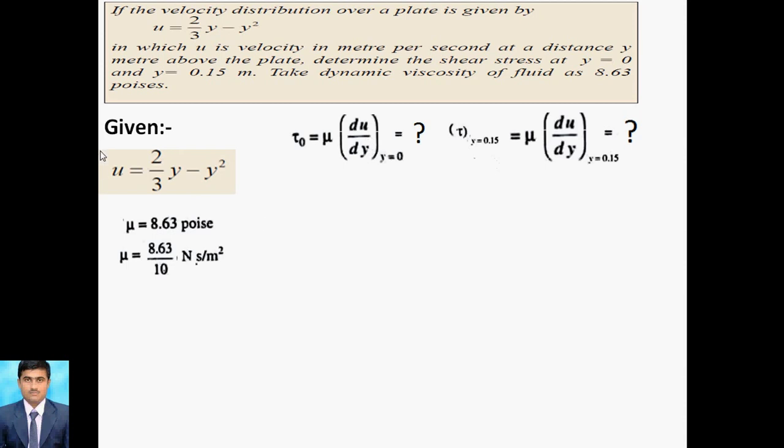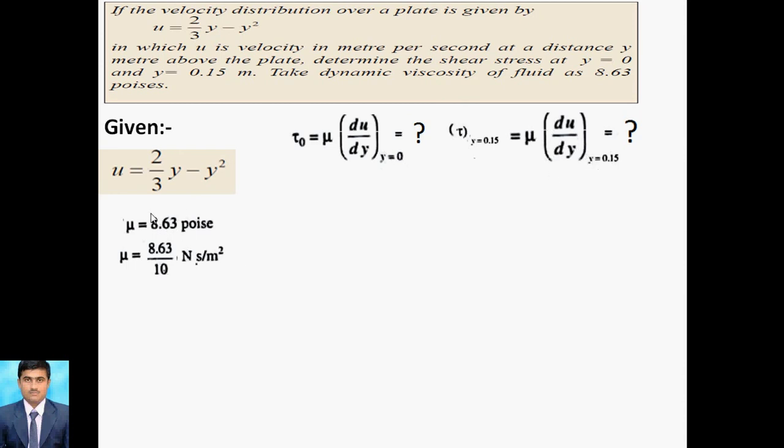So first of all, we know that u is equal to 2/3 y − y², but du/dy, in terms of per second, is not directly given. So from this equation we first calculate du/dy. That means we differentiate with respect to y. Again I repeat, we take this equation and differentiate with dy and put the value of y = 0. Similarly, first you calculate du/dy at y = 0.15.